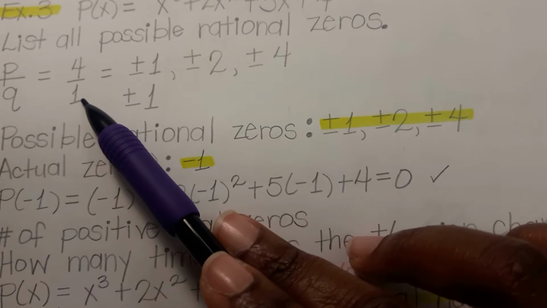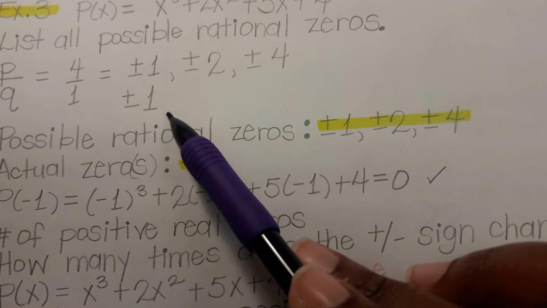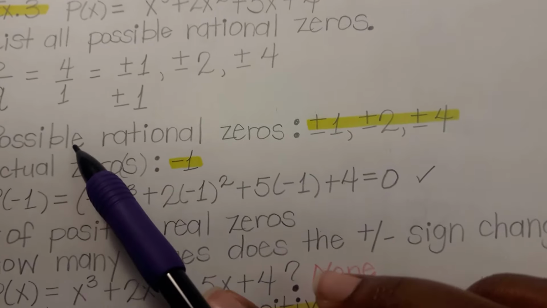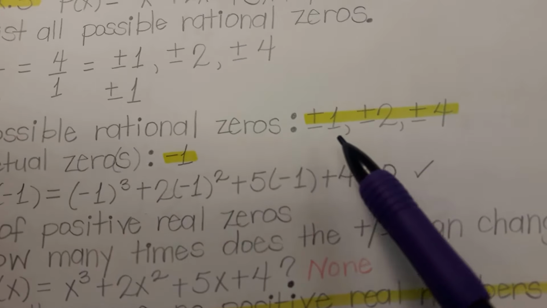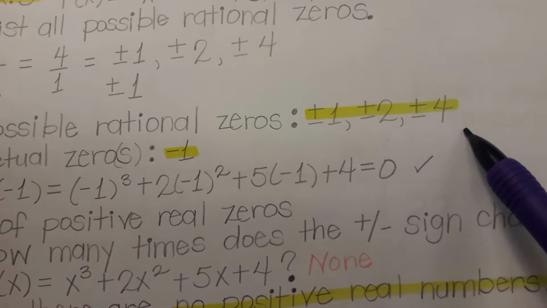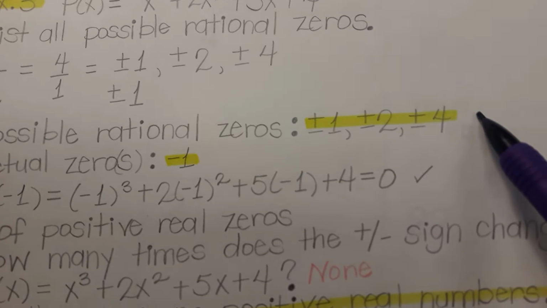All my factors for 1, positive, negative 1, because the only thing I can say is 1 times 1. So my possible rational zeros are plus or minus 1, plus or minus 2, plus or minus 4, and that's my answer for that first step.